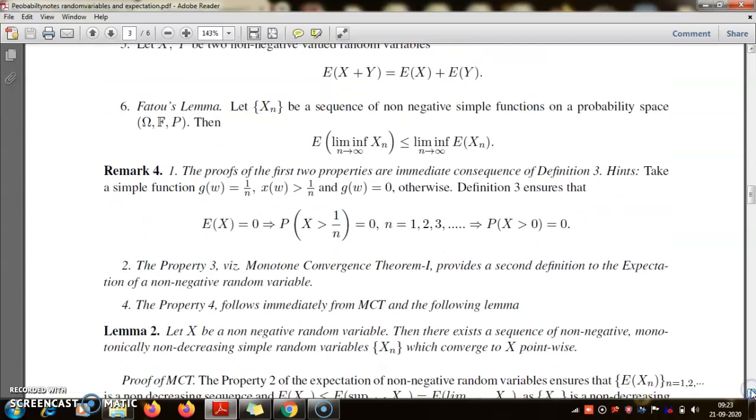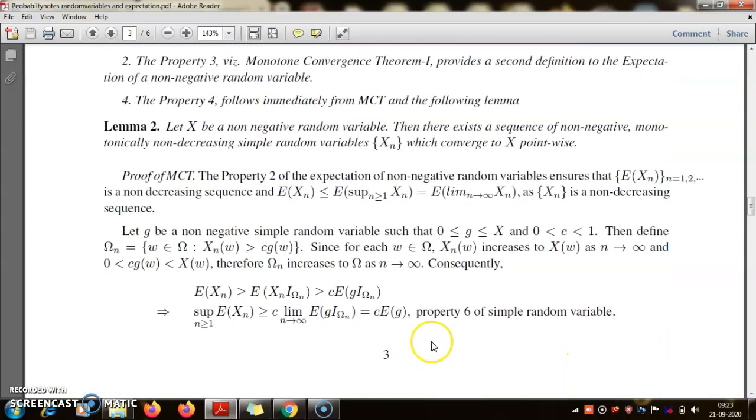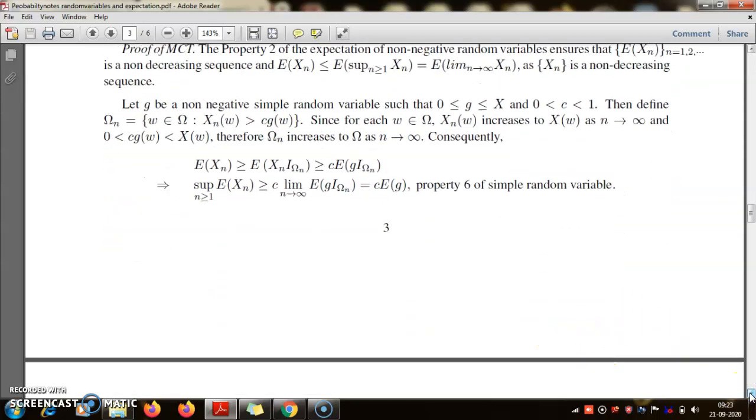So that is what the An's are here. In my proof, the An's are your omega n's. This is where I have said that omega n increases to omega. So I am using property 6 over here. And remember, g is any arbitrary non-negative simple function dominated by x.